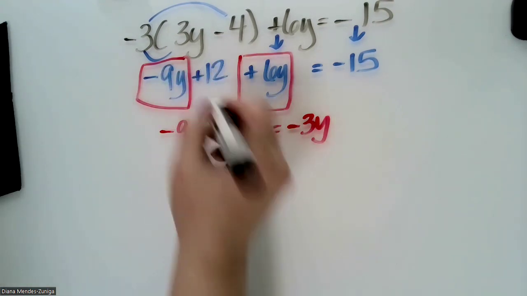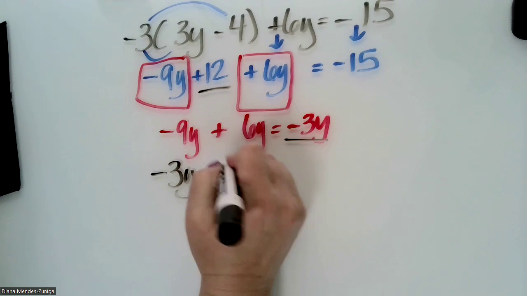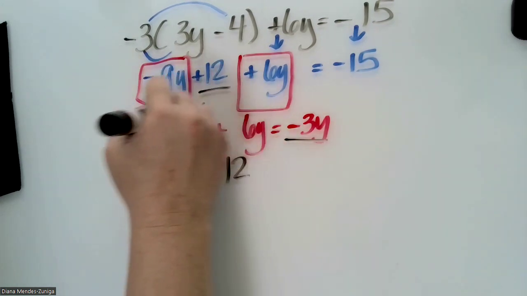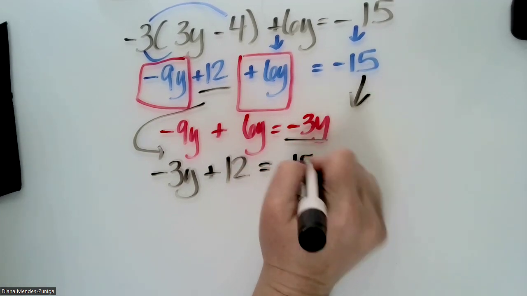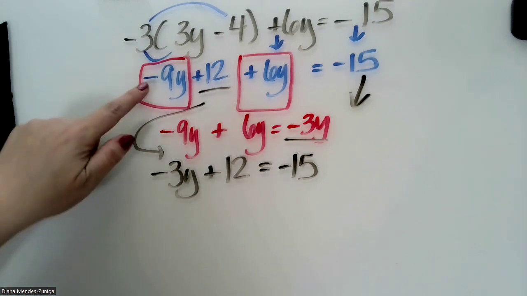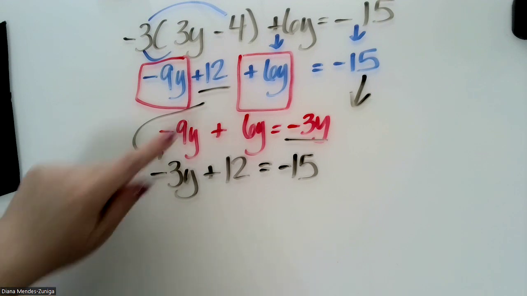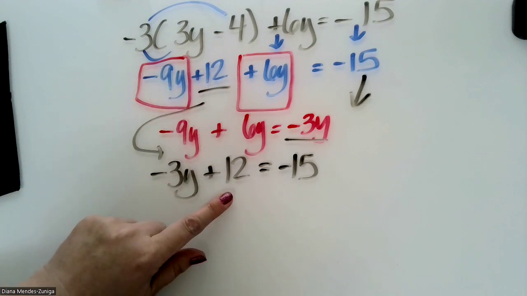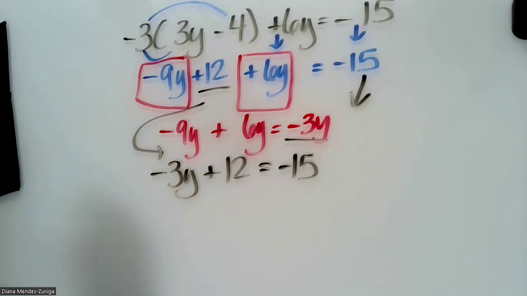Don't forget, we have this 12 here that's still here. So we have negative 3y plus 12, because we're just bringing this down, right? This information just gets filtered into the new problem, equals negative 15. Okay, so we've combined the negative 9 and the 6 into this negative 3y. Now we've brought down this 12 because we didn't use it, but we can't just throw it away. We have to continue to have it part of our equation. Same thing with the negative 15. We can't just throw it away. It's still part of our equation. Okay, so now we're going to move to our next step.